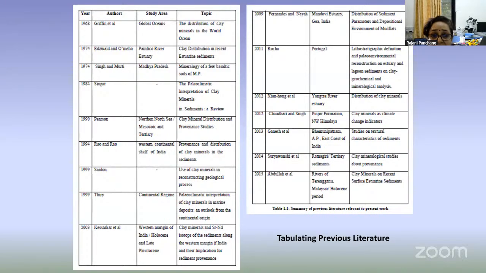You can either tabulate your previous literature like this. What is it? Your author, your study area, and what is the topic. It can be the year, the author, what is the nanomaterial they are using, and what is their finding. It can also be their finding here. You have to modify this table according to you. Now it is your wish.